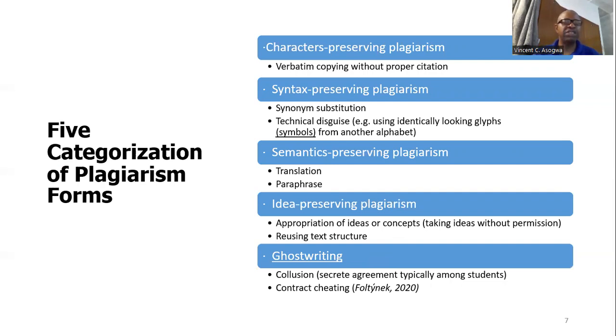The second categorization is syntax preserving plagiarism. In this case, we have an example of synonym substitution. You have a text, you decide to substitute some words with synonyms. Take, for instance, where you have male, you change it to man. Where you have female, you change it to lady or woman. Climate change, you change to climate variability, or electronics, you change it to digital. It's a form of plagiarism.